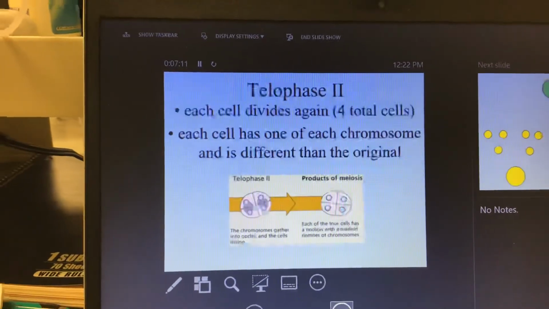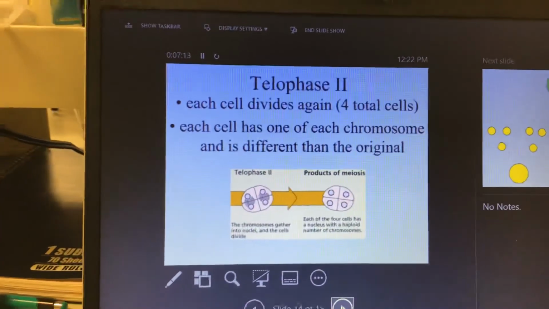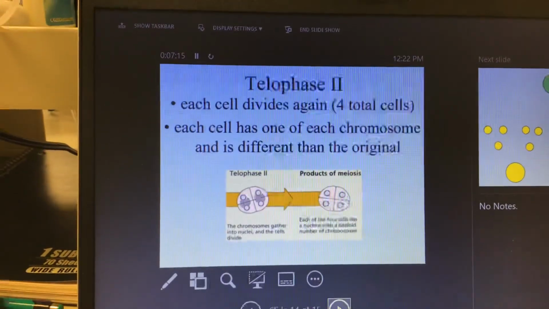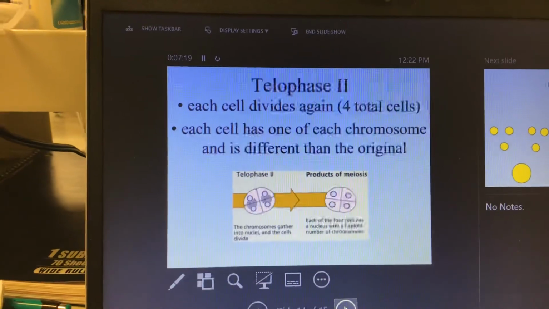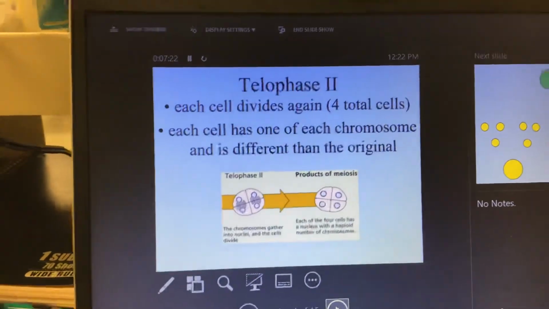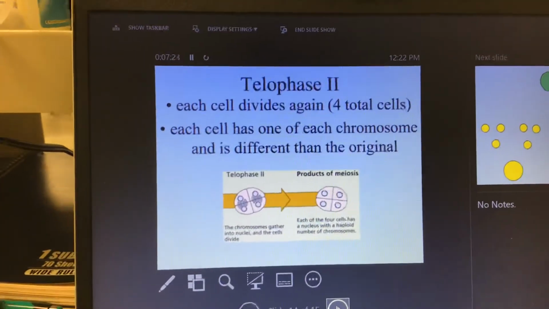And then telophase 2. And you're going to end up with 4 total cells.